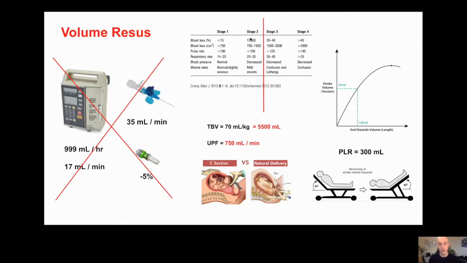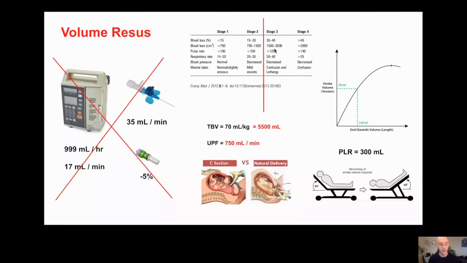But as we progress into stage 3, when you've lost 30 to 40% and maybe a litre to 2 litres, and that is possible with the upper GI bleed, where they're vomiting up bowls of blood, they're going to be tachycardic, they're going to be hypotensive and possibly confused. And at this point, you need to get in a litre to 2 litres quickly. That is not achievable with a blue or a pink cannula.